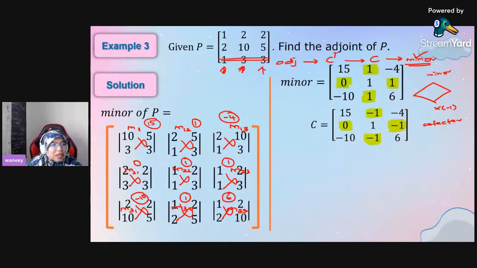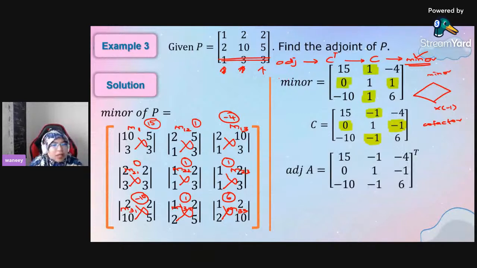Okay, so done with this. So now let us proceed with the cofactor transpose. So I want to obtain the adjoint. I have to write down the cofactor transpose. Okay, so adjoint, copy down everything.